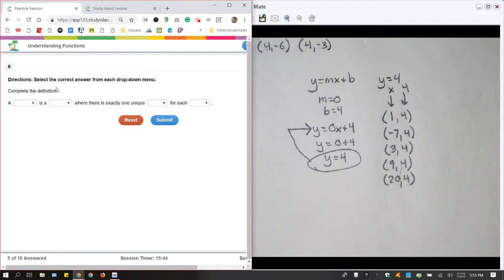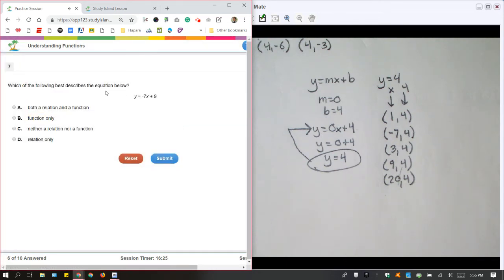Number 6, select the correct answer from each drop-down menu. Complete the definition. A blank, we have relation and function, is a relation or function where there is exactly one unique input or output for each input or output. So a function is a type of relation. It's a relation where there's exactly one unique output for every input. Every function is a relation where every x value has exactly one y value that goes with it. So there's one y value, one output for each x value, for each input.